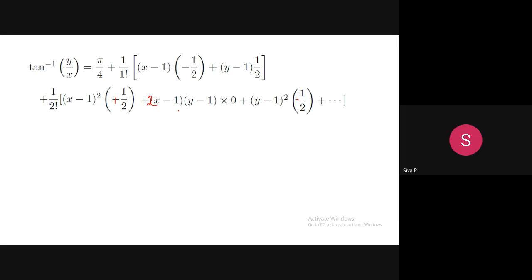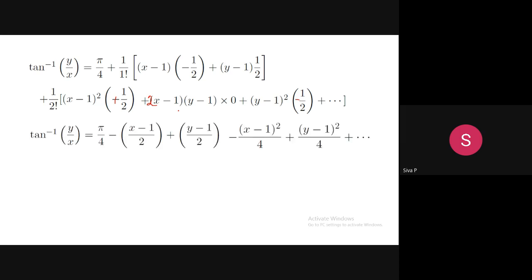So tan inverse of y by x equal to pi by 4 plus 1 by 1 factorial x minus 1 into minus 1 by 2 plus y minus 1 into 1 by 2, plus 1 by 2 factorial x minus 1 whole square plus 1 by 2 plus 2 x minus 1 y minus 1, y minus 1 whole square into minus 1 by 2.